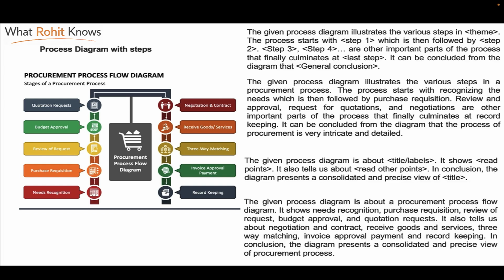Here's a simple version. The given process diagram is about a procurement process flow diagram. So see, as I said, if we go for the simple version, we'll just read what's in front of us. So ideally, I should have just said the given process diagram is about a procurement process. But we want to avoid all confusion.